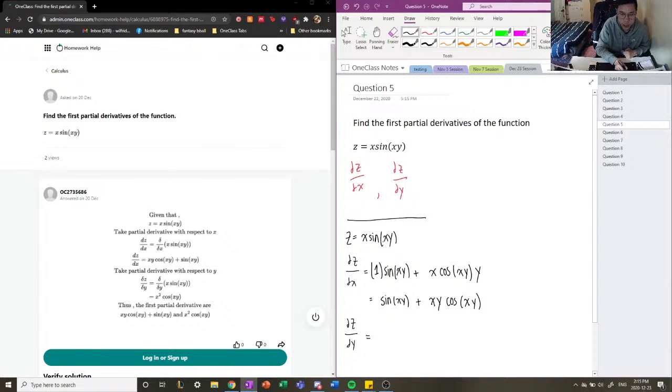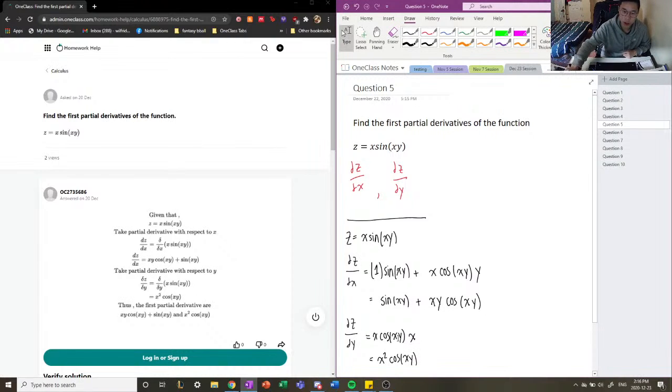So now we see here that this is just a chain rule, so we're going to calculate the derivative of sine xy, and then we're going to calculate the derivative of xy. The derivative of sine xy is going to be cos xy. We have to make sure that we keep the x here. And the derivative of xy is just x. So we get x squared cos xy.